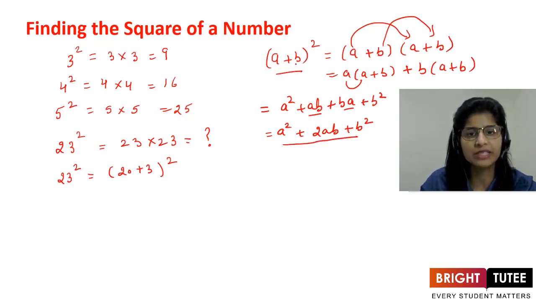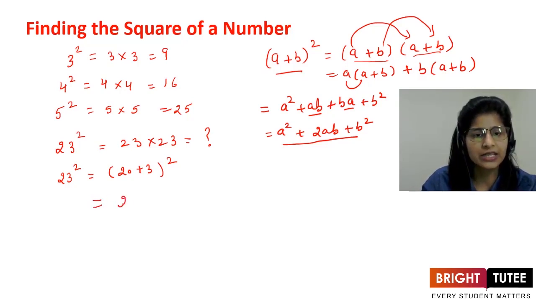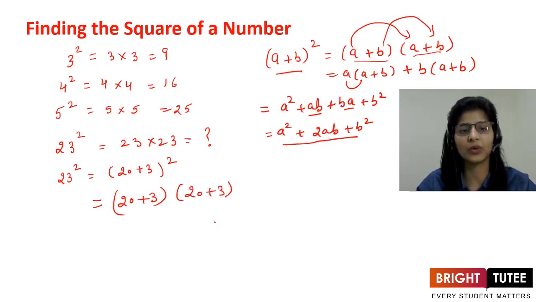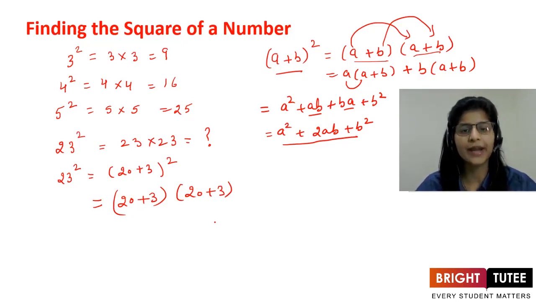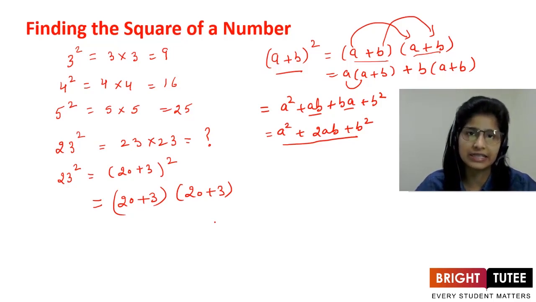See, this is the formula for a plus b whole square. So whenever we have to multiply two brackets that have the same numbers inside with the same operation, we can just write a square plus b square plus 2ab. So here also we can apply the same identity. It is 20 plus 3 multiplied with 20 plus 3. Why are we converting 23 to 20 plus 3? Because finding the square of 20 is easy, and finding the square of 3 is really easy.